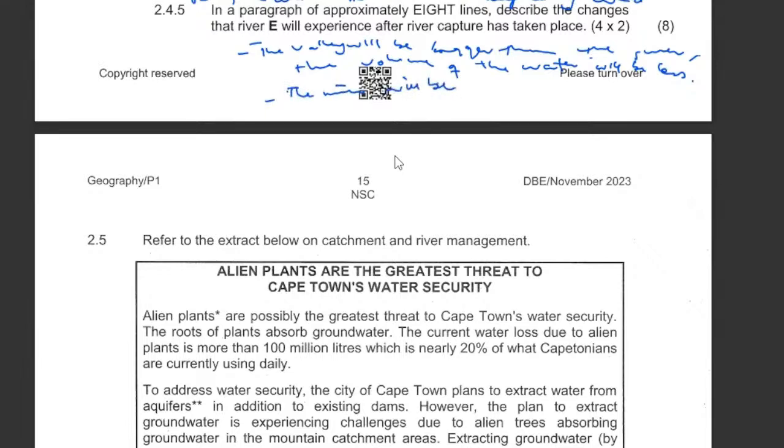The river will be flowing slower, and the river valley will have, or will be, detached. Therefore, full of marsh.